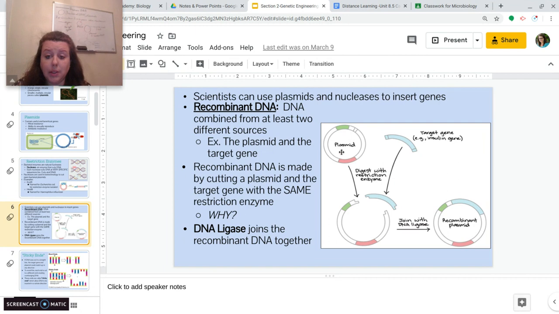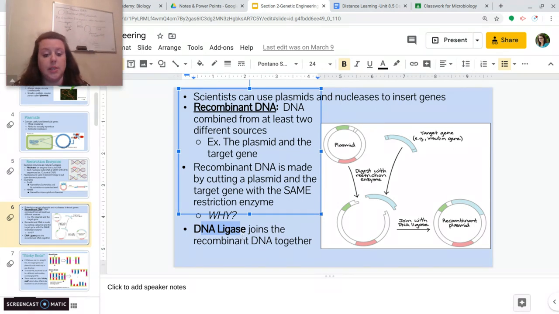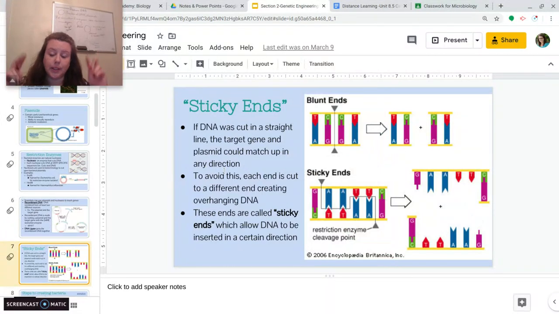So what happens is you have a plasmid, which is that circular piece of DNA from bacteria. You're going to cut it with the restriction enzyme. You're also going to cut out your gene that you want, your target gene, from human, fish, strawberries, whatever you want. And you're going to cut it with the same restriction enzyme so it fits together, and that's going to make a recombinant plasmid. Okay, and then this plasmid can go back in the bacteria, and then the bacteria will translate it just like normal. Okay, and then once again, we want to stick it together, so we're going to use our glue, which is DNA ligase.